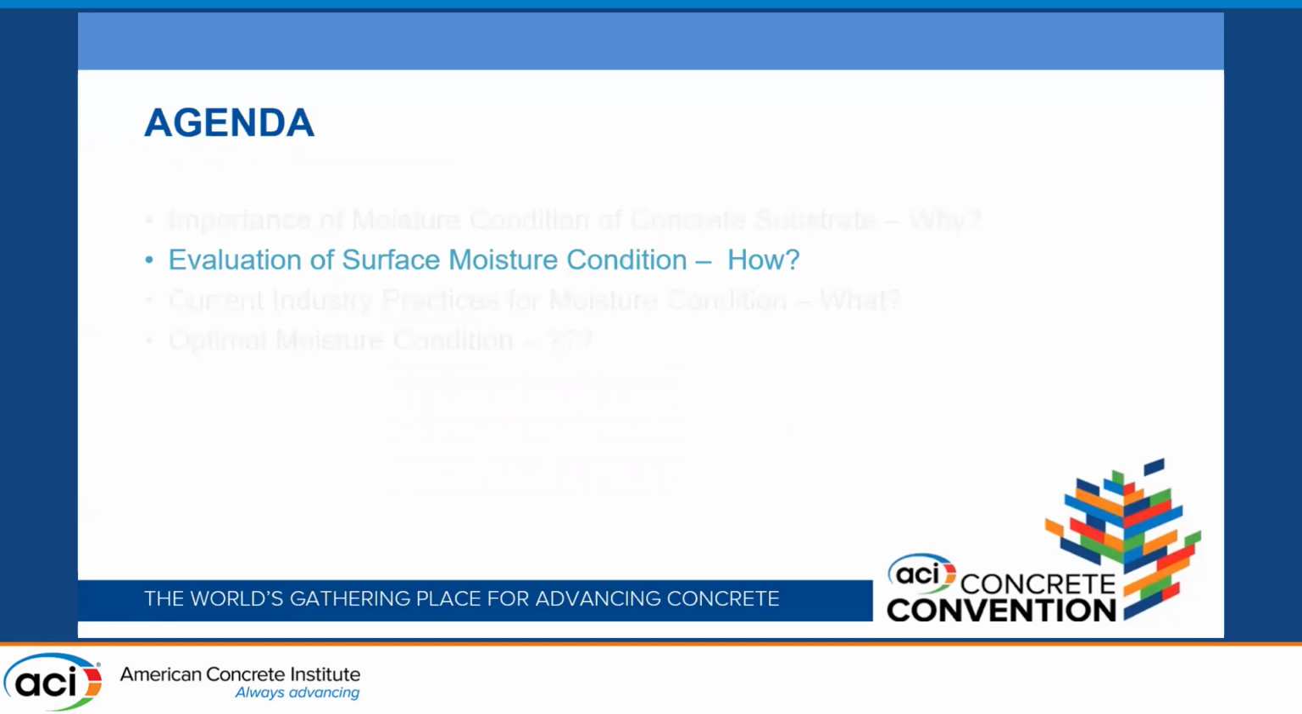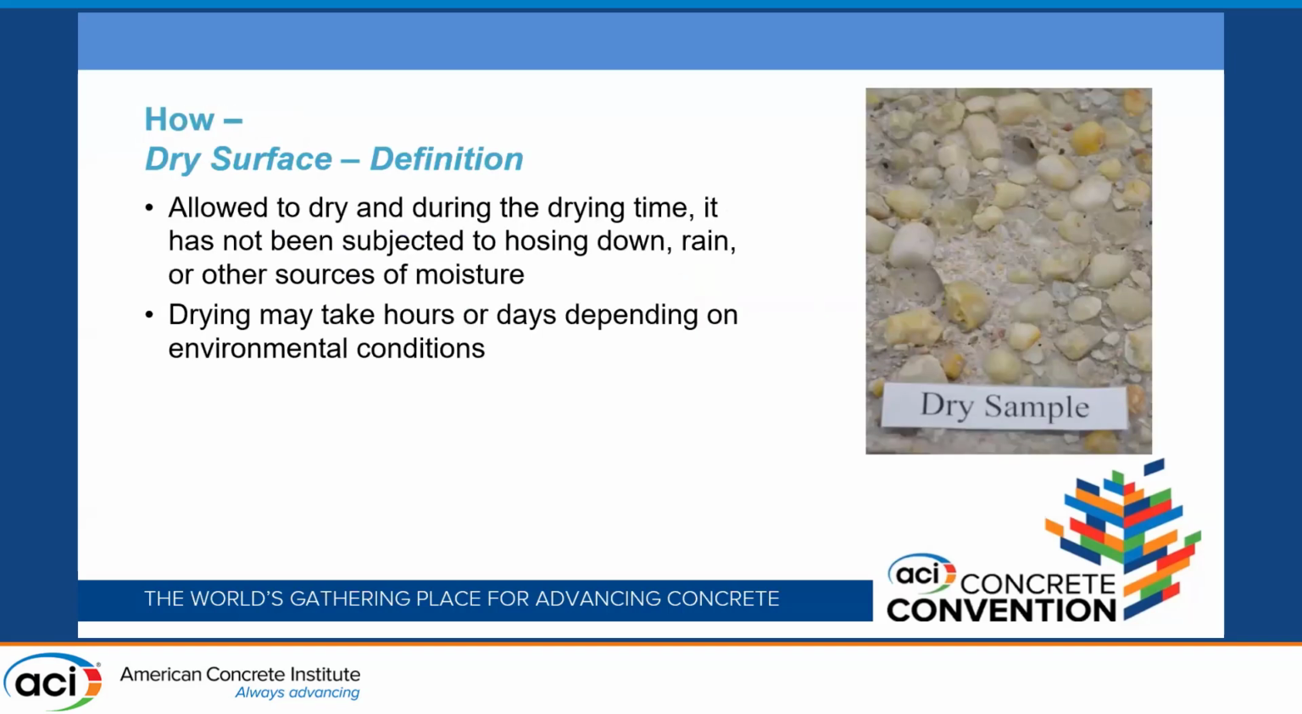So now we talk about how to evaluate this surface moisture condition. For dry surface, there's not really a different definition, but if you think about it, a dry surface is a surface that is allowed to dry, and during the dry time, it has not been subject to hosing down, rains, or other sources of moisture. Drying may take hours or days, depending on environmental conditions and also on the property of the material itself.